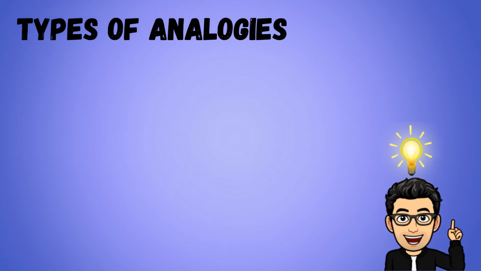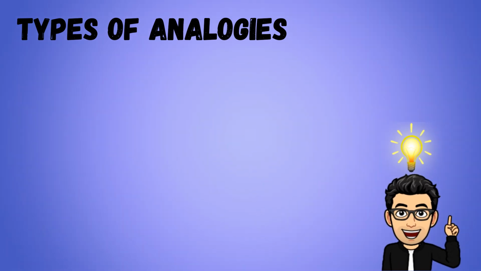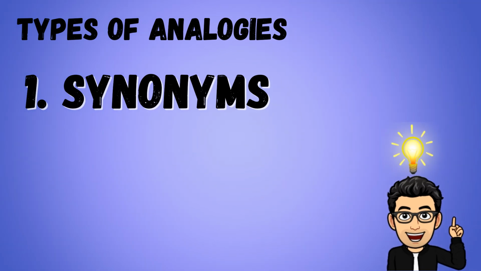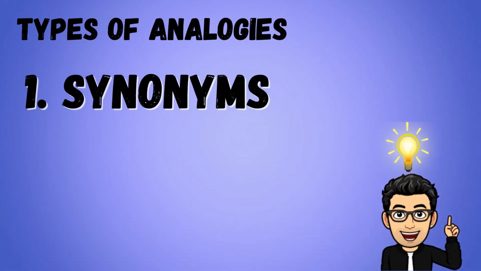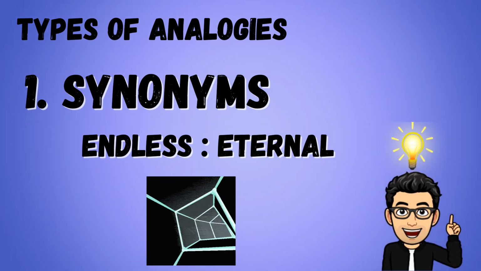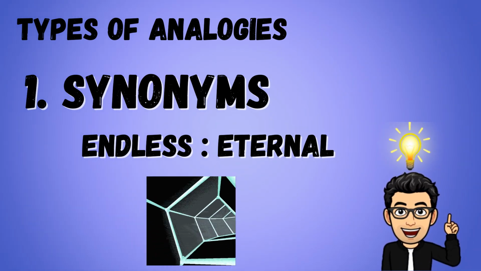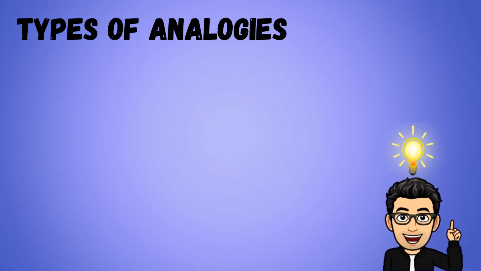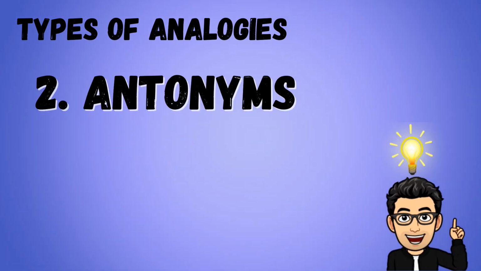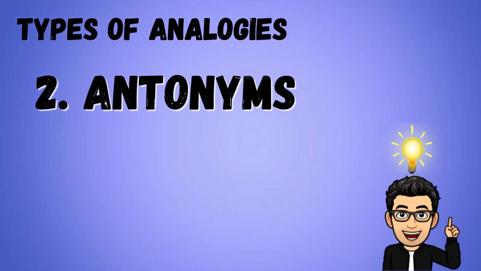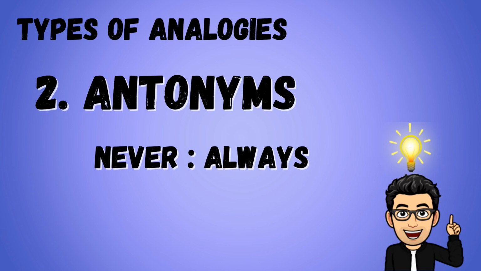Here are the most common types of analogy. First is synonyms, wherein two words convey the same meaning. For example, endless is to eternal. The second one is antonyms. It simply means two words are opposite in meaning. For example, never is to always.